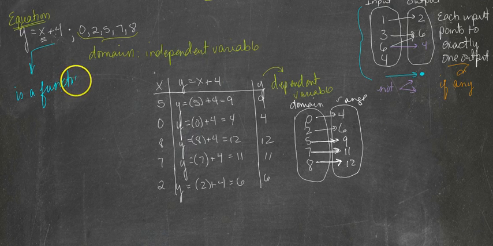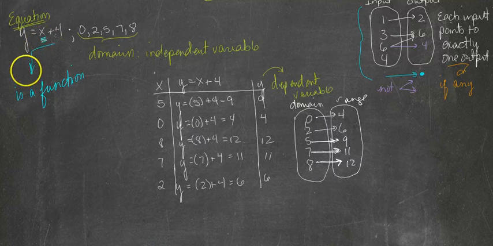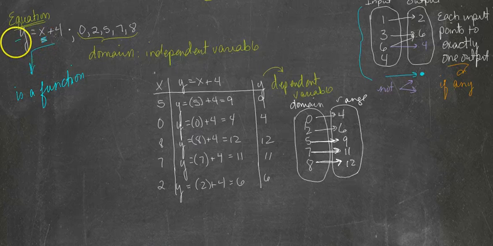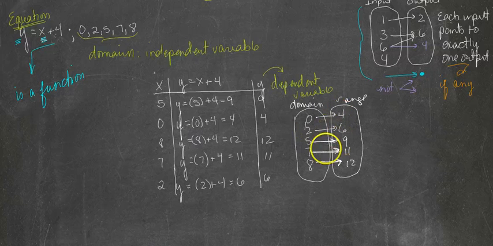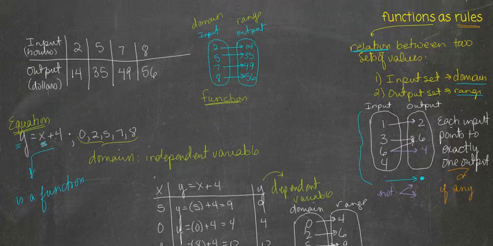It's also an equation. We don't care about that as much, but we also know it's a special equation that is a function. It has an input variable, which is independent. It has an output variable, which is dependent, and each input points to exactly one output. So now we're ready to work with our title, Functions as Rules.